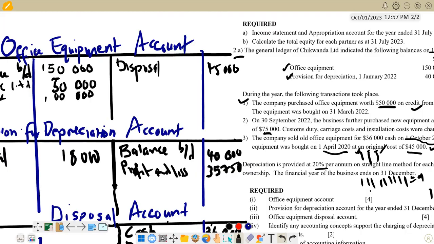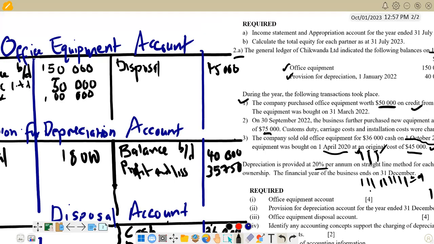Having done this, you now balance your accounts. We start with the office equipment. We know how to balance. We add the debits, we add the credits, we compare the totals, we put the figure in between the lines. Then we look for the difference between the two. The difference becomes the balance on the side where we have a smaller figure.